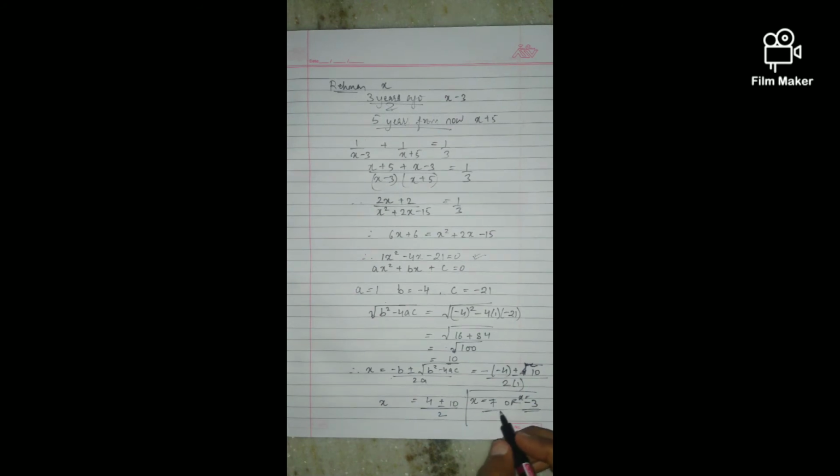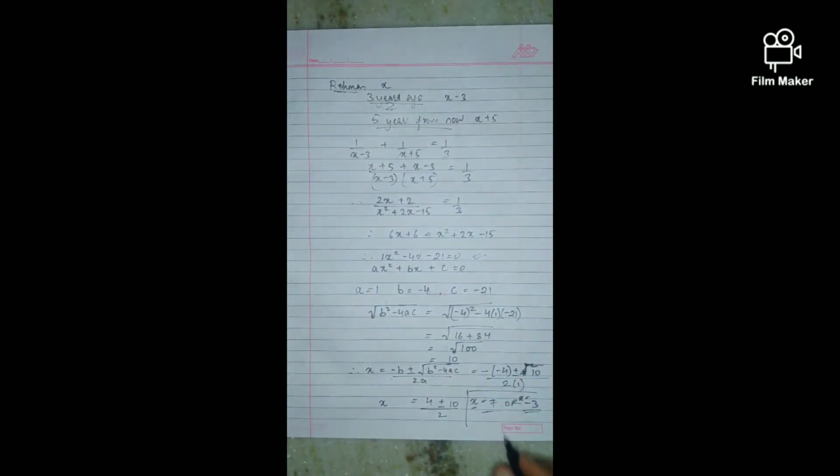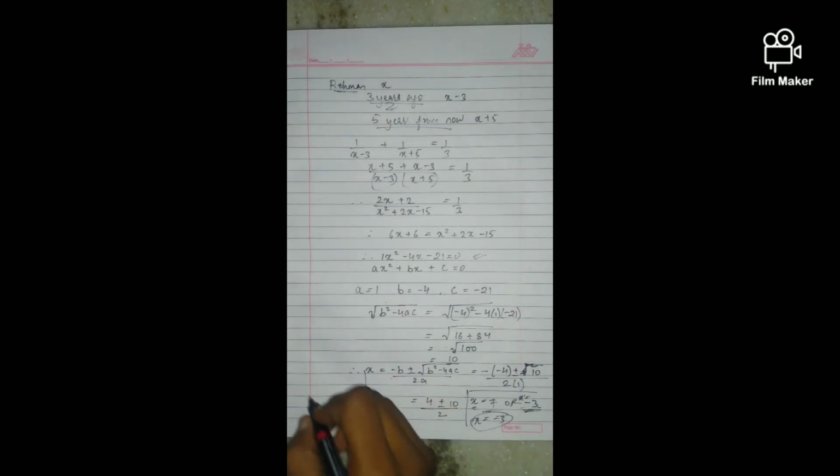But what is x? x was Rahman's age, and age cannot be negative. So do we consider both x equals 7 and x equals minus 3 as the answer? No, x equals minus 3 cannot be the answer, as x is Rahman's age and age cannot be negative. So we'll consider x equals 7 as the answer.